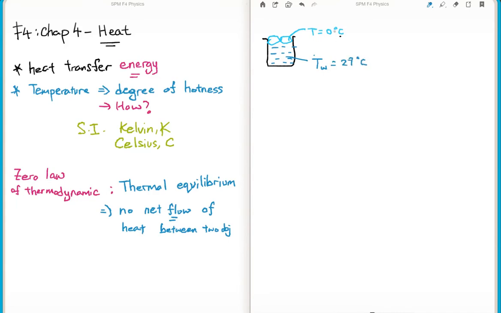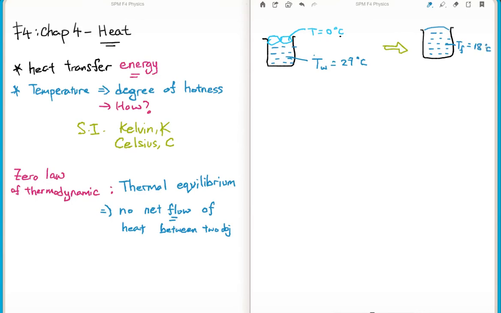So what happened after maybe half an hour? The solid ice, I mean the water in solid state, is gone. Doesn't matter about the volume, just an example. And the temperature, you don't expect it to be at 0, neither 27. The final temperature, T final, would be maybe 18 degrees C.